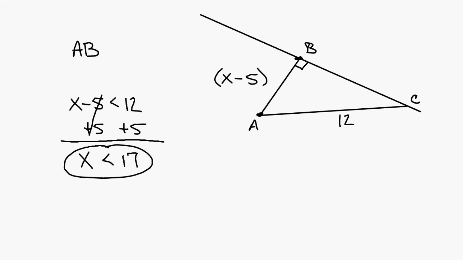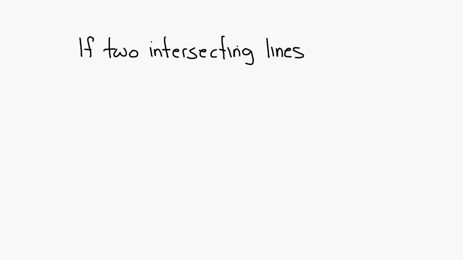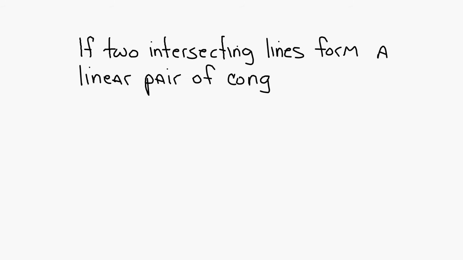Top of page 173. If two intersecting lines form a linear pair of congruent angles, then the lines are perpendicular.